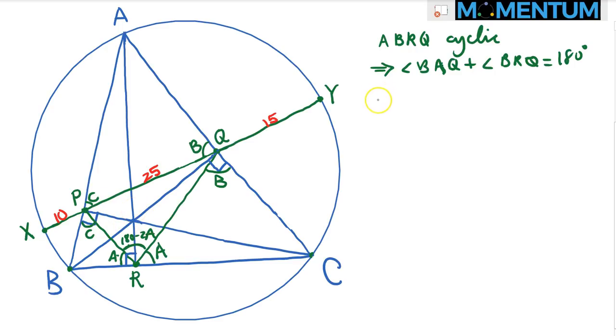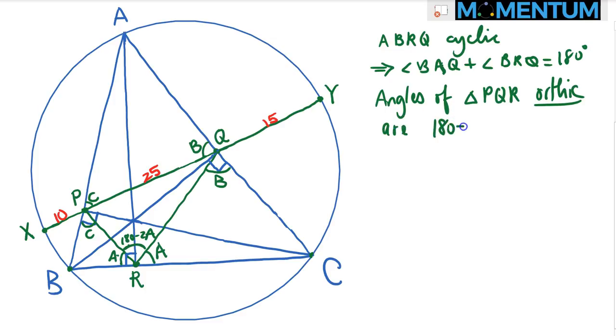So therefore, angles of the orthic triangle PQR are 180 degrees minus 2A, 180 degrees minus 2B, and 180 degrees minus 2C. Like I said, this is a very well-known configuration. This orthic triangle and the medial triangle are very well studied configurations. So this angle, notice that is B, this angle is A, this angle is C.